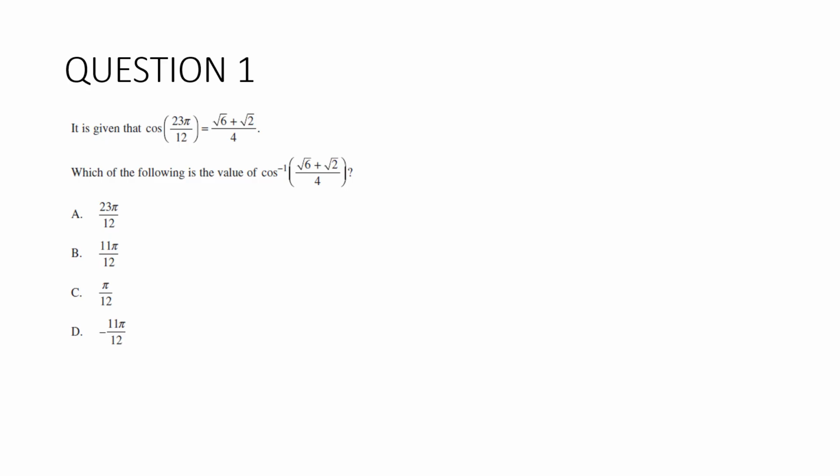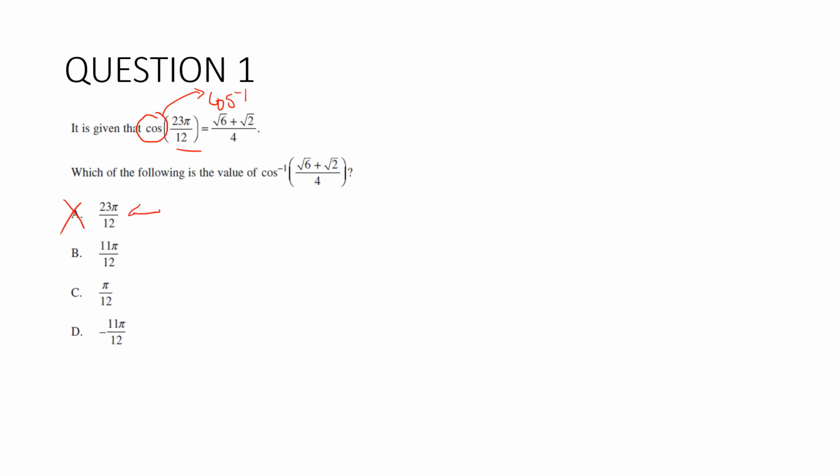Question 1. It is given that cos 23π/12 is equal to (√6 + √2)/4. Which of the following is the value of inverse cos of (√6 + √2)/4? This might seem like a really easy, silly question, because if we want to solve this equation, of course we want to take the cos over the other side, and that becomes inverse cos. So why wouldn't the answer be 23π/12? And it's actually not 23π/12.